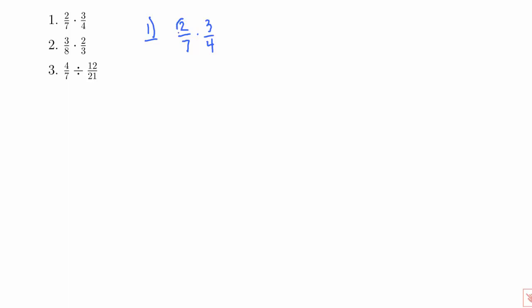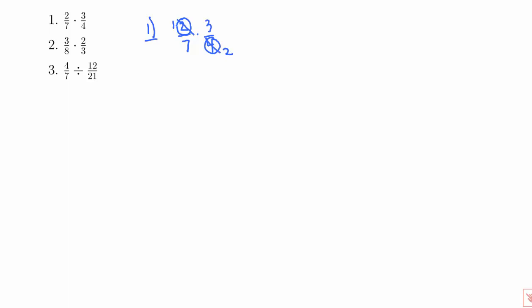Notice that this 2 and this 4, as long as they're on opposite sides of the fraction and they have common factors, something will cancel. Well, what's in common between 2 and 4 as a factor? Well, 2 is a factor, so 2 divided by 2 is 1. 4 divided by 2 is 2.